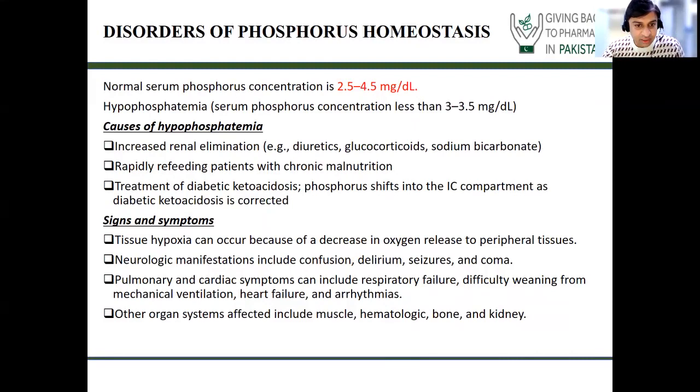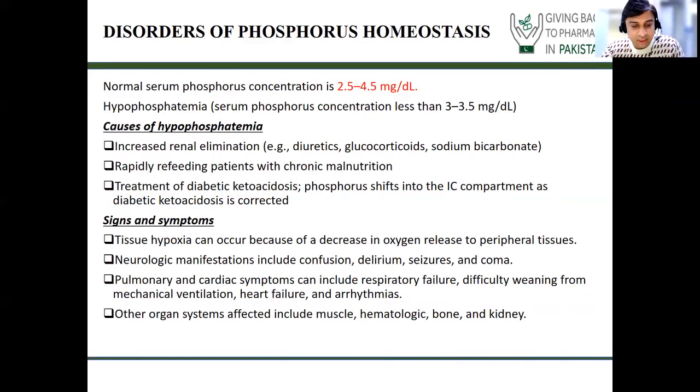Similarly, patients who are in refeeding syndrome, and patients who present with diabetic ketoacidosis, because the phosphorus shifts into the intracellular compartment in patients with diabetic ketoacidosis. So what are the signs and symptoms? Remember, phosphorus in the body is very important. All of the energy functions which require ATP are almost always regulated by the phosphorus level. Similarly, your oxygen carrying capacity is also phosphorus dependent.